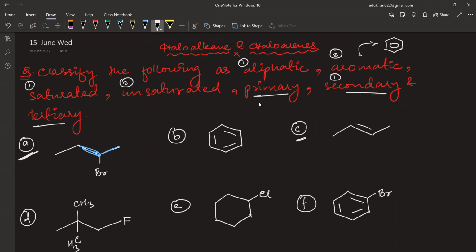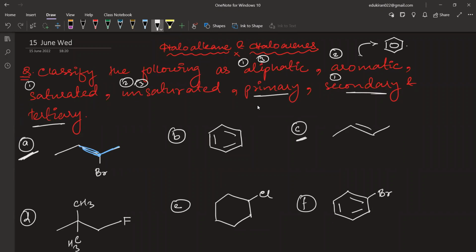Moving to the third one, that is C. Aliphatic or aromatic? Tell me, guys. Aliphatic. Very good. That means this third one is also aliphatic. It will not be aromatic. Saturated or unsaturated? Unsaturated. Very good. Sara, your voice is not coming through.